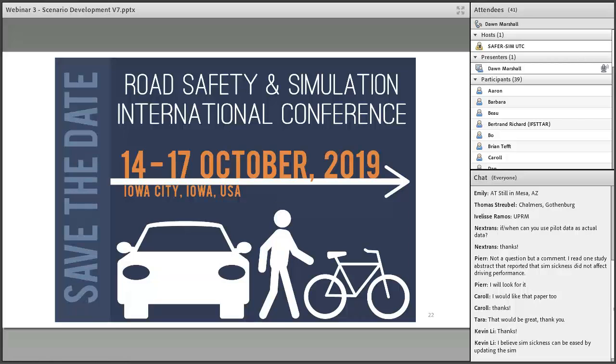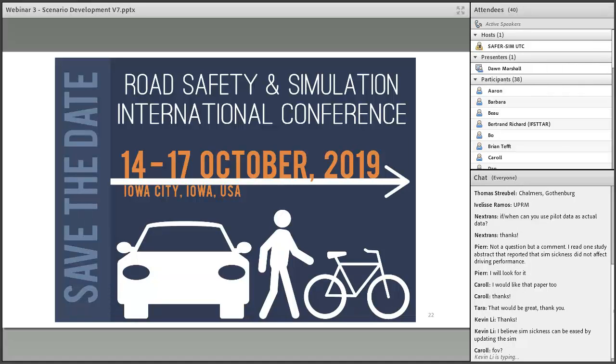So Kevin says he believes sim sickness can be erased by updating the sim. Kevin, I would agree with you that there are certain aspects of your simulator that people can upgrade. Simple things like the temperature in the cab can affect simulator sickness, but I think you're probably talking more about better visuals, better match between the visuals and any motion. Carol says field of view. And I think all of those things can affect simulator sickness and affect different populations in different ways.